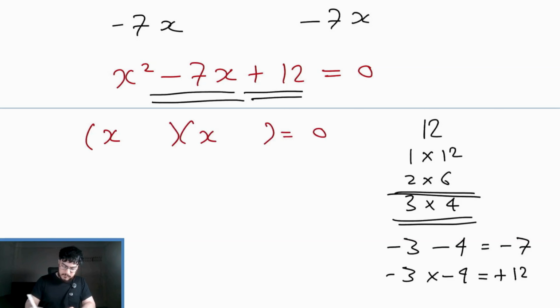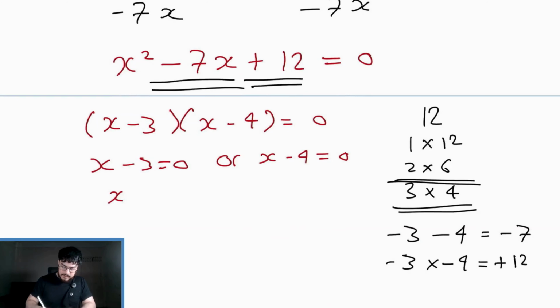x is equal to 0. And then we can put minus 3 minus 4. Either this bracket is equal to 0 or this bracket is equal to 0. Therefore, x is equal to positive 3 or x is equal to positive 4.